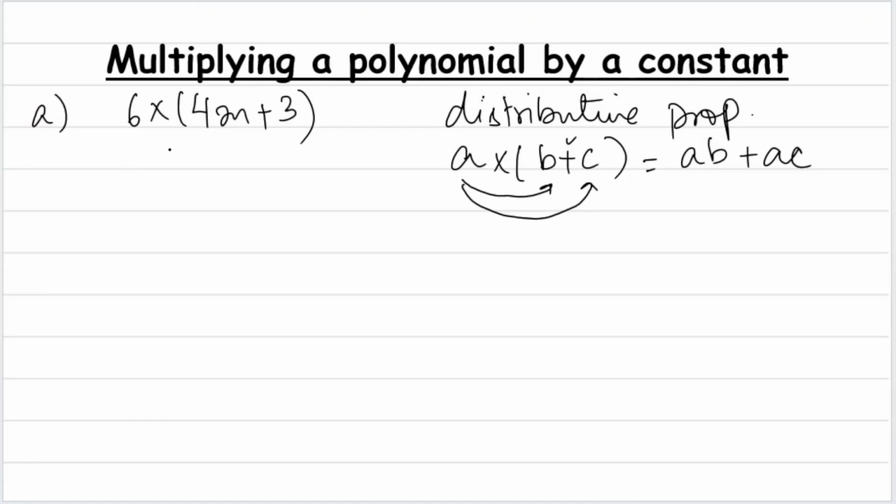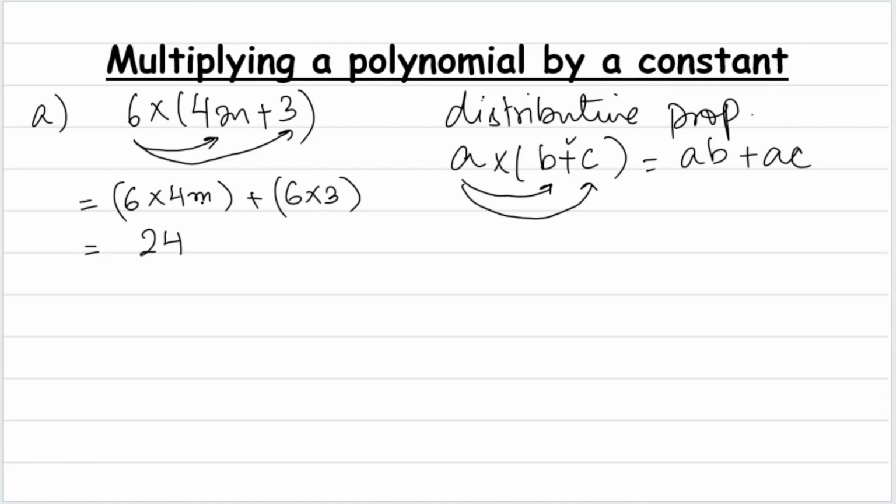So I will use the same distributive property in this question. 6 is outside, and my two terms inside the bracket are 4m and 3. So 6 will be multiplied with 4m, and then 6 will be multiplied with 3. So let's see what we get. 6 times 4m plus 6 times 3. Now what is 6 times 4m? What is 6 times 4? 24, and then plus 6 times 3, 18. And that is our answer.